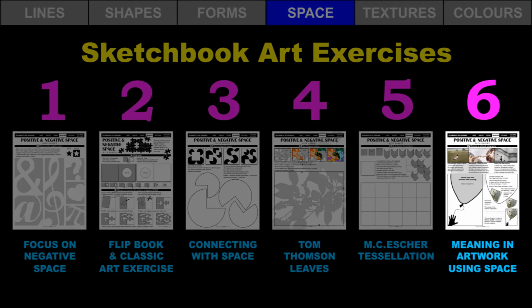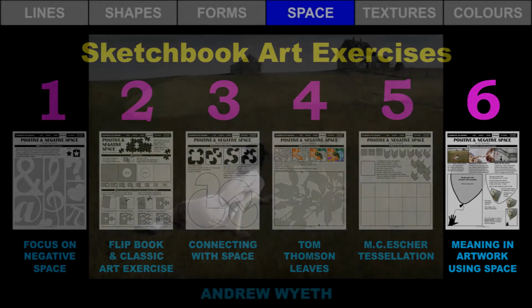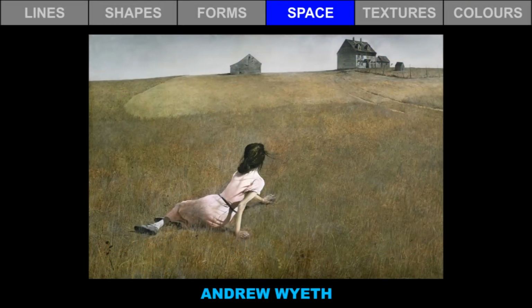Let's look at how famous artists use the element of space to create meaning in their artwork. Andrew Wyeth is a famous artist. This painting is called Christina's World. The woman is separated from the house by a vast amount of space. Could this represent her separation from other people?